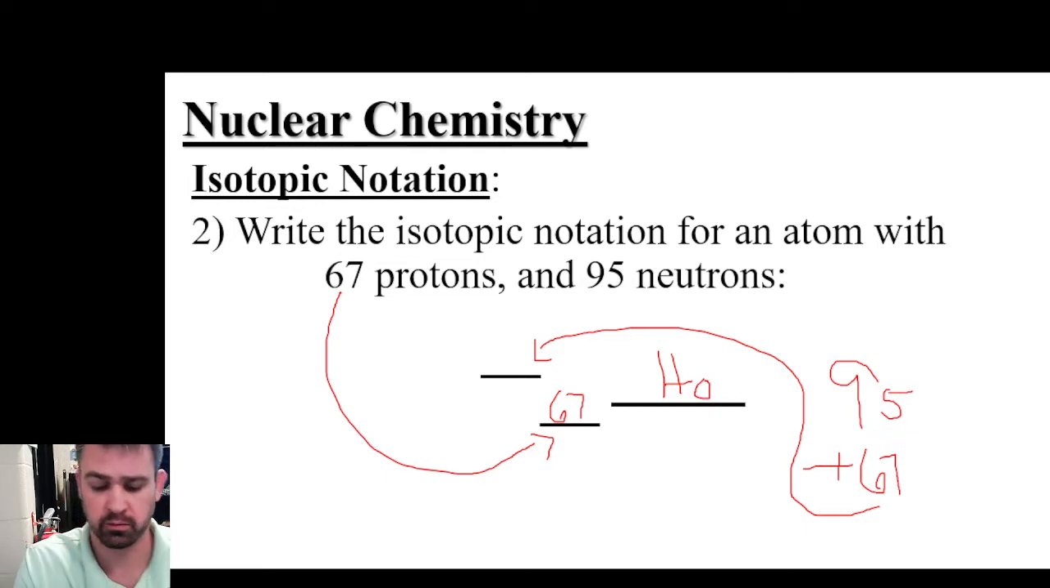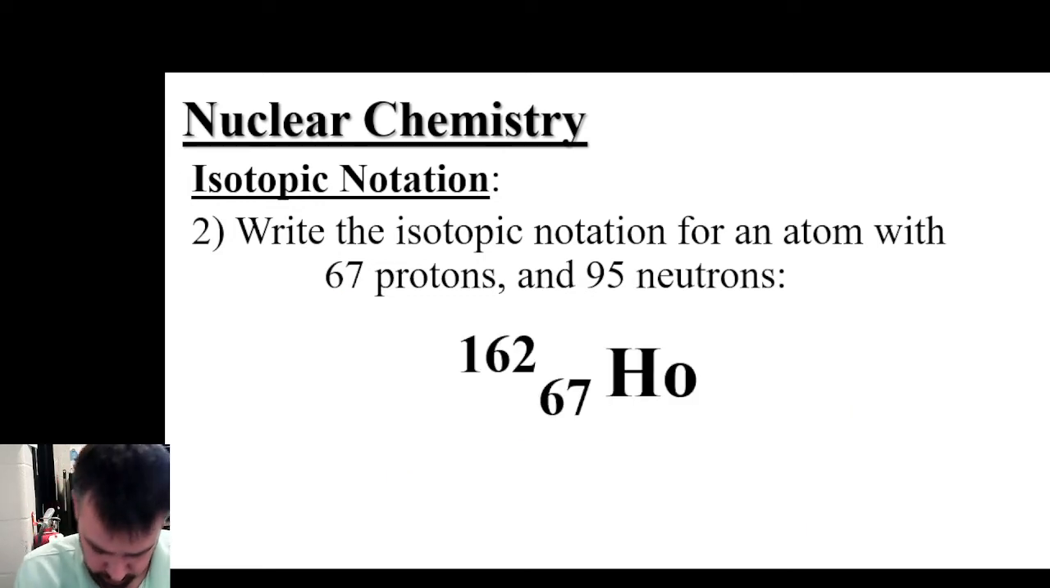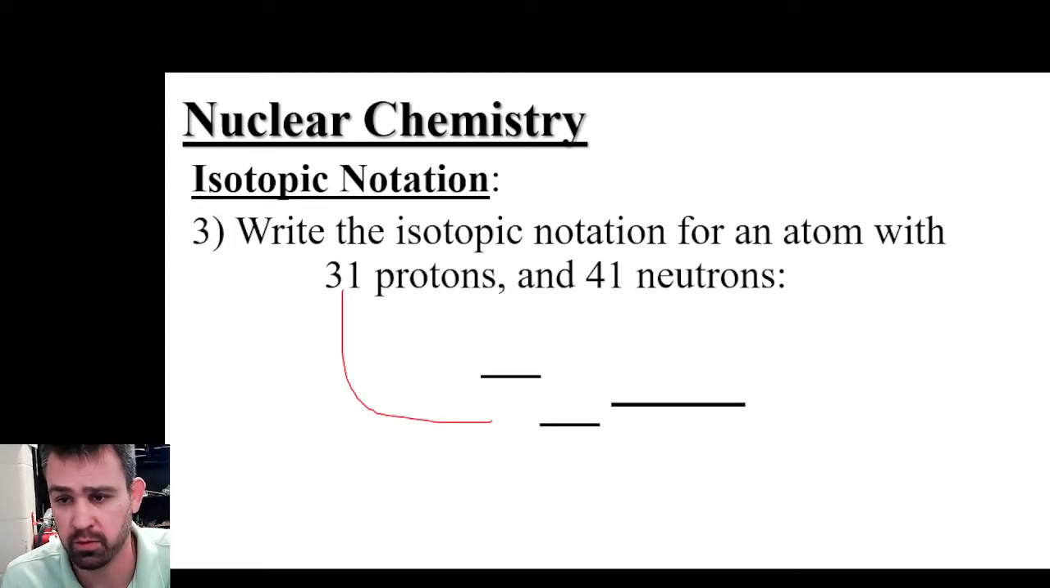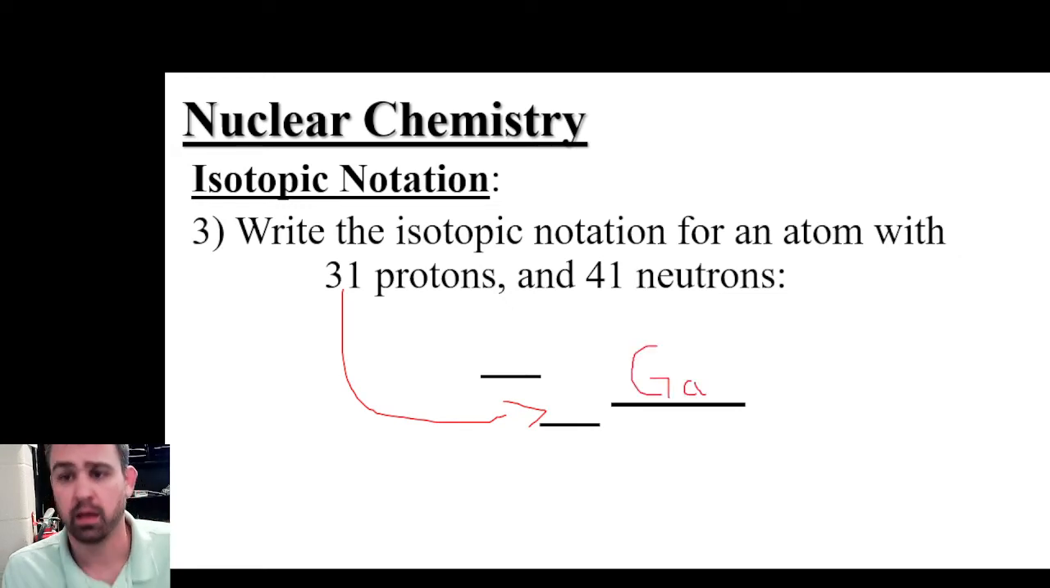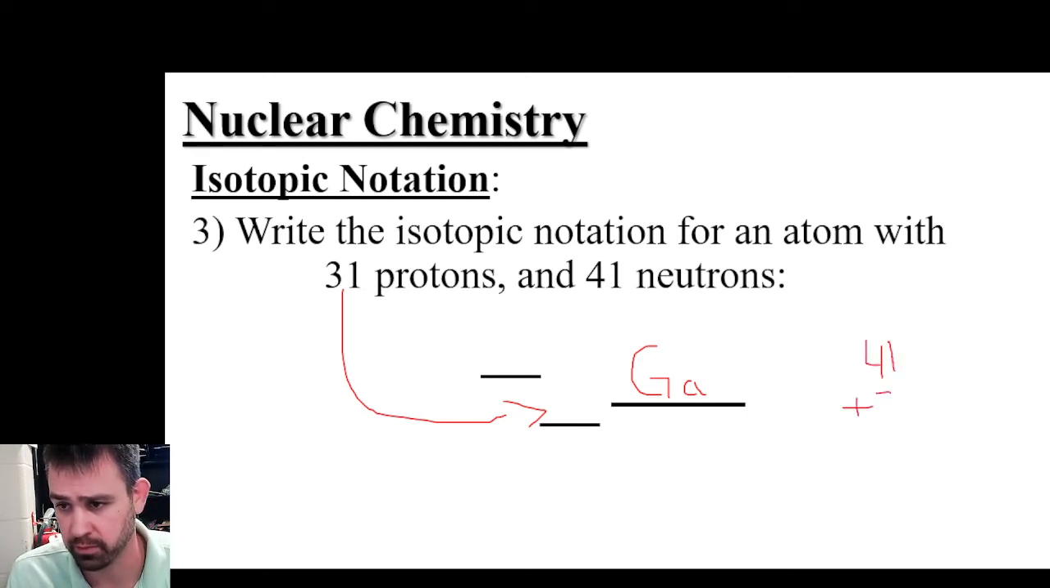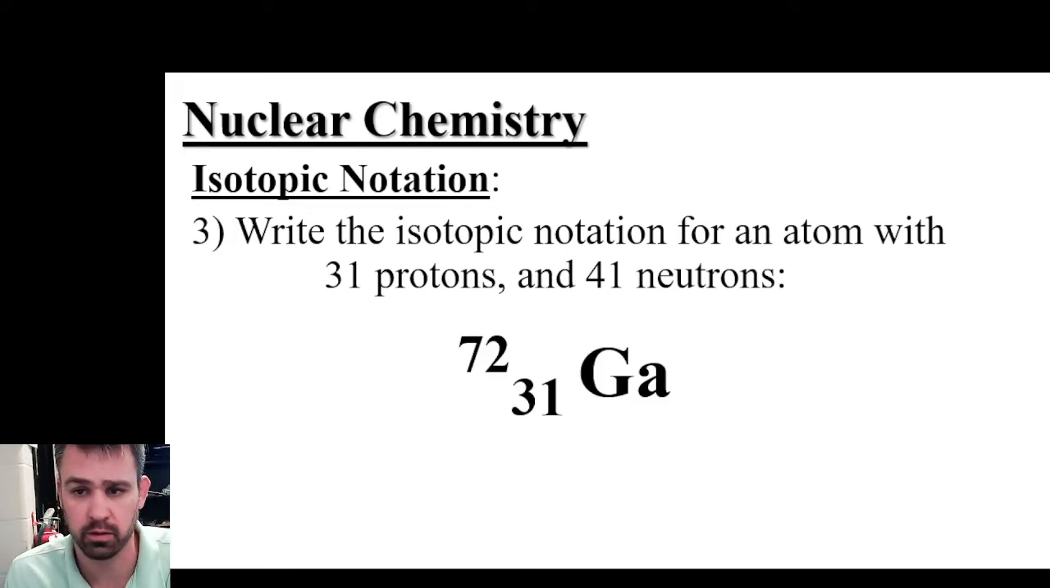That goes there, and that's where all these numbers are going to come from. Same concept: 31 goes there because that's our number of protons. 31 protons means we're looking at element number 31, which is gallium. And because they give us the number of neutrons, I take 41 and add it to my number of protons, and that should be 72. Let's see if those numbers match, and there you go.